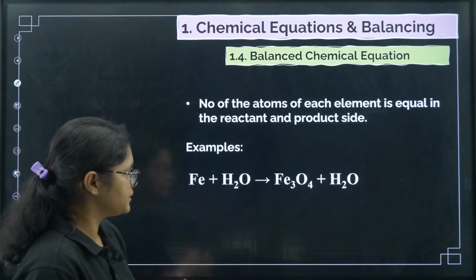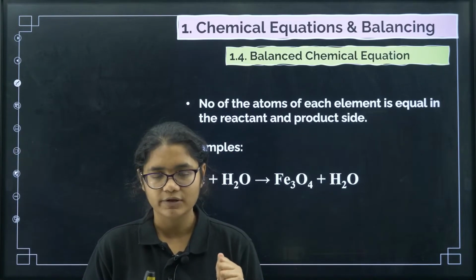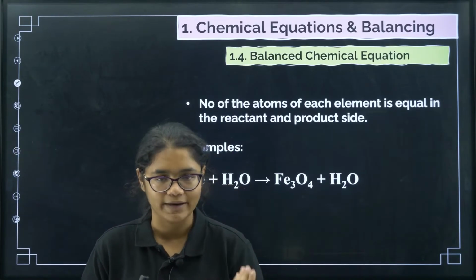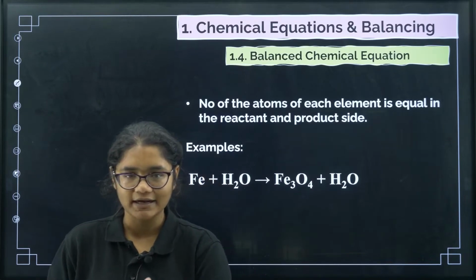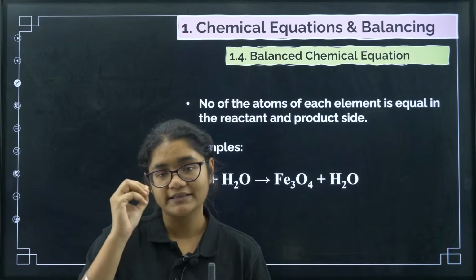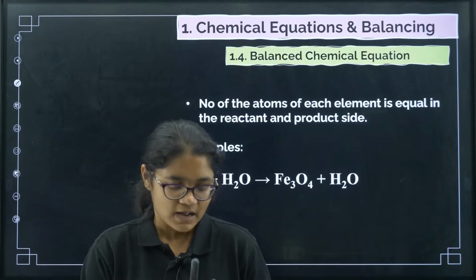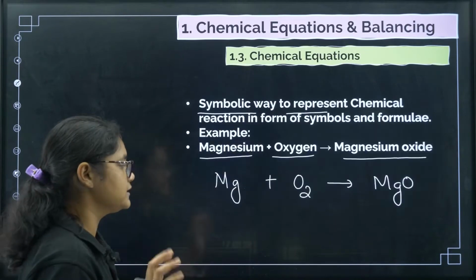A balanced reaction means that the number of atoms of each element, suppose a reaction has 3 or 4 elements, will be on the reactant side and also on the product side, right? So the number of each element on the reactant side and on the product side should be equal. Now I'll show you how the previous reaction is not balanced.